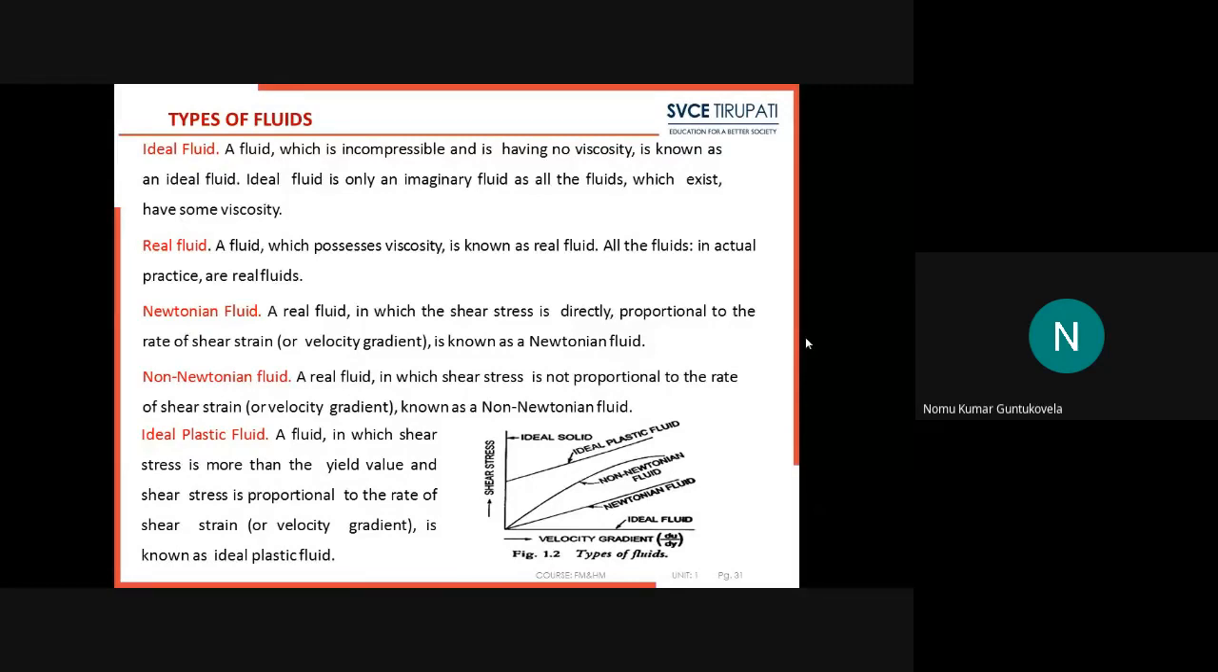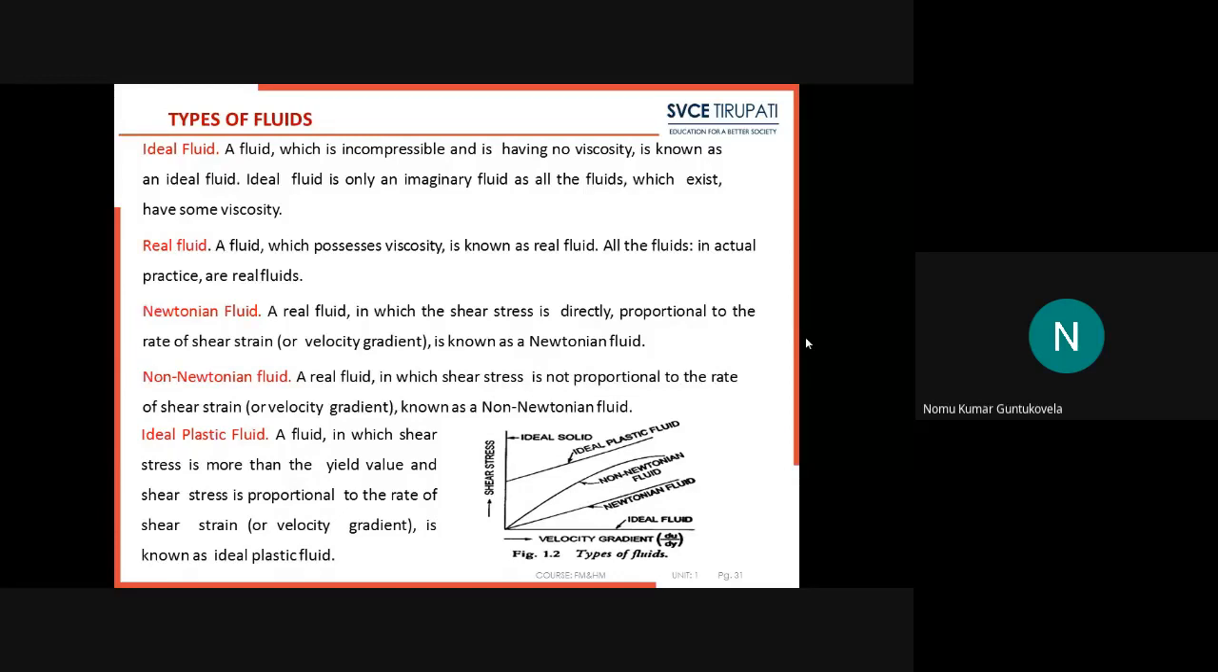So these are the four important types of fluids. Again, I'm repeating that we have four different types of fluids: ideal fluids, real fluids, Newtonian fluids, and non-Newtonian fluids. The ideal fluid is incompressible and doesn't have any viscosity. Real fluids have some amount of viscosity, and should be used in regular practice.